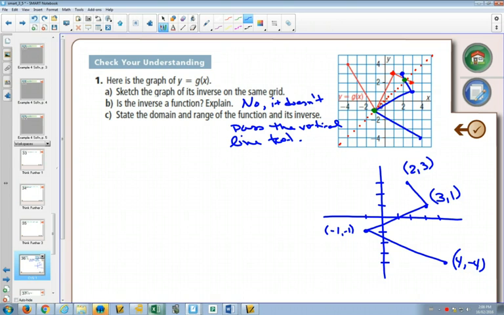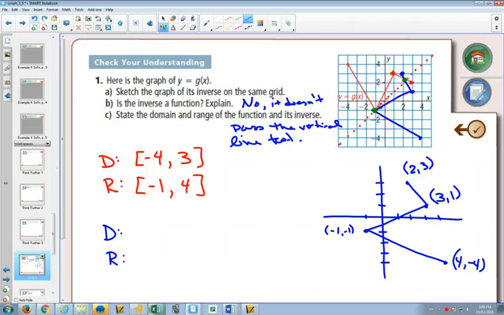Now if we do the domain and range of each, domain and range of the red one, well, it started at -4, and it went up to 3. So I'll do this one in interval notation. And the range started at -1 and went up to, biggest it gets is 4. Now when we do our domain and range of our blue graph, now the domain goes from -1 to 4, and our range goes from -4 to 3.